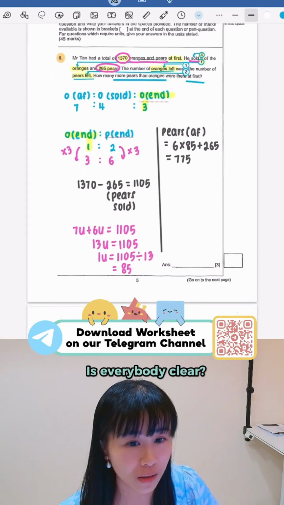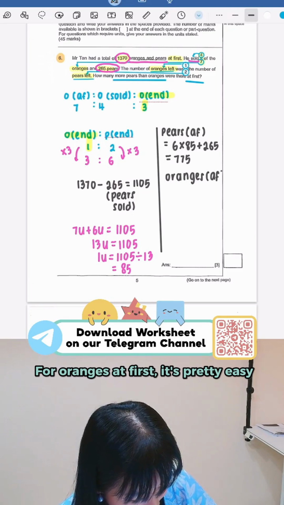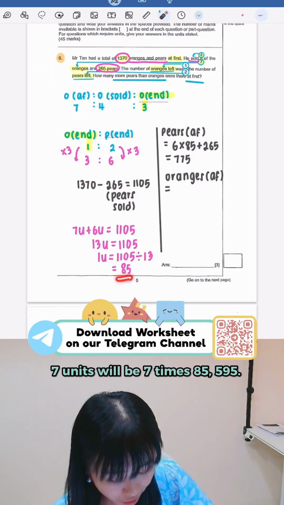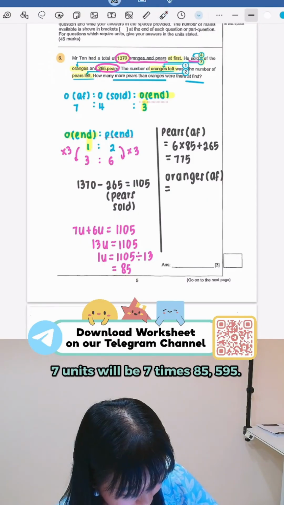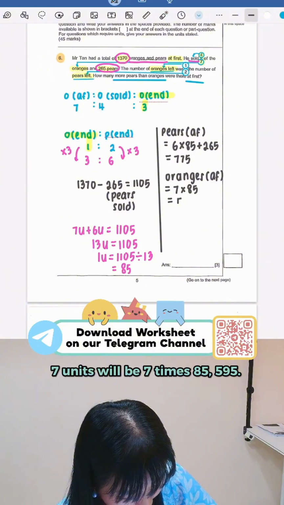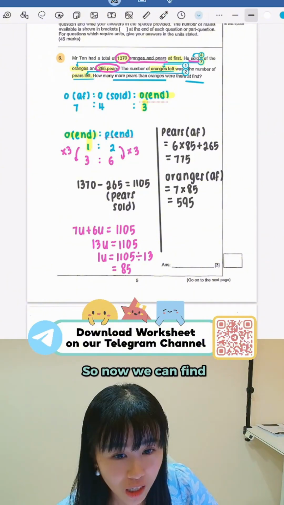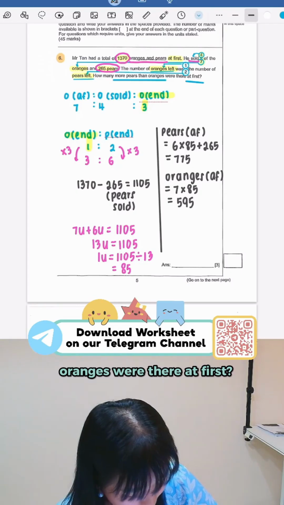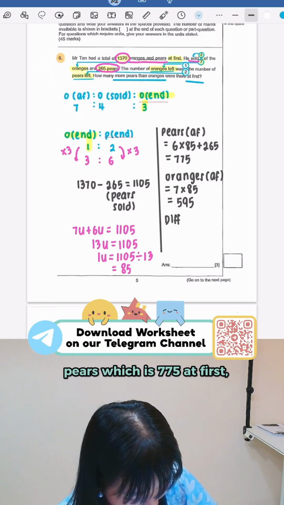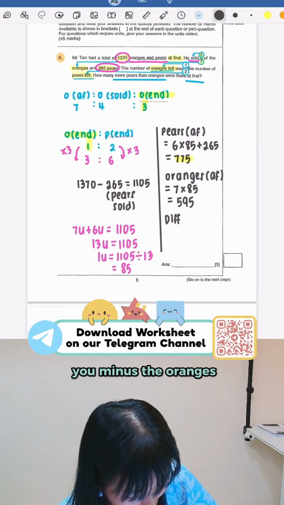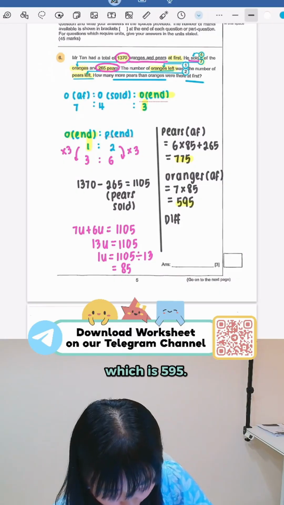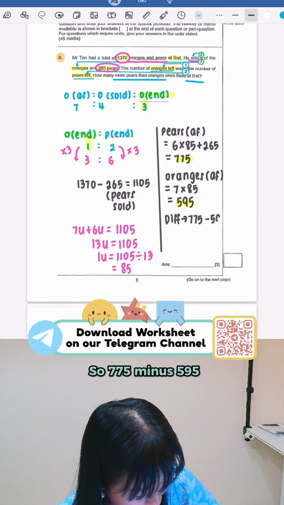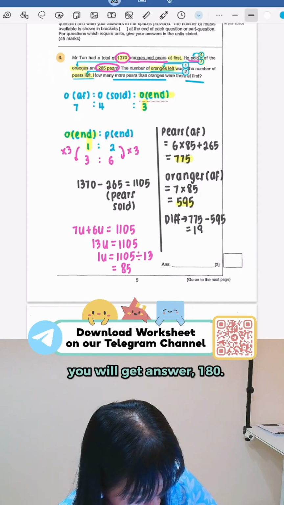Everybody clear? For oranges at first it's pretty easy because it's just 7 units. So if 1 unit is 85, 7 units will be 7 times 85, 595. So now we can find the difference. How many more pears than oranges were there at first? We just have to take the pears, which is 775 at first, you minus the oranges, which is 595. 775 minus 595, you will get the answer 180.